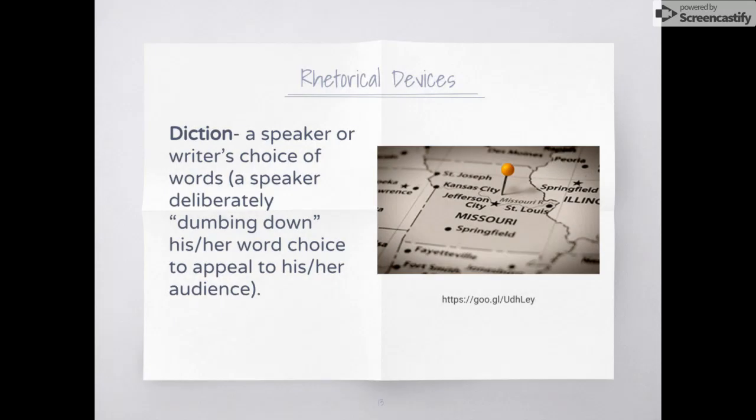Diction is a speaker or writer's choice of words. Sometimes a speaker will deliberately dumb down their word choice in order to appeal to their audience. So, I live in Missouri. You live in Missouri. All the candidates who run for office in Missouri also live in Missouri. But sometimes you'll see a candidate talk about "Missouruh," and that's not the way the state is pronounced, but that's the word that they use because it appeals to kind of a rural Missouri value, and they're down home, they're one of us, so they talk about Missouri values. That's an example of diction.